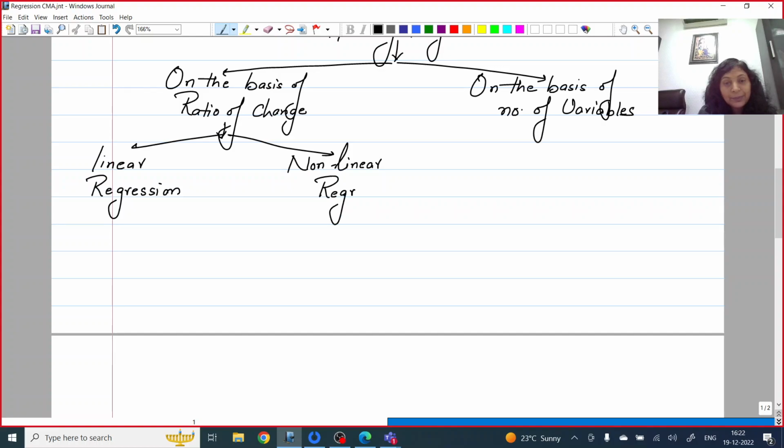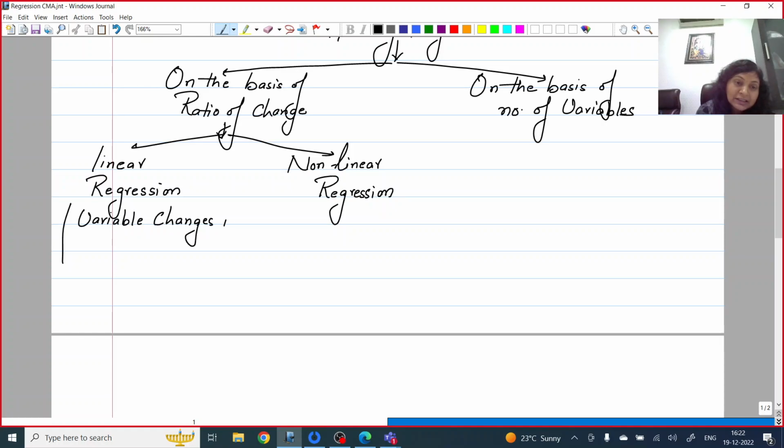So let's start with linear regression. As I have already told you, linear refers to ratio of change. If the ratio of change in variables is constant, meaning a change in one variable leads to the same change in another variable, or when variables change in a fixed ratio, or you can say the ratio of change is constant, every time it remains the same.